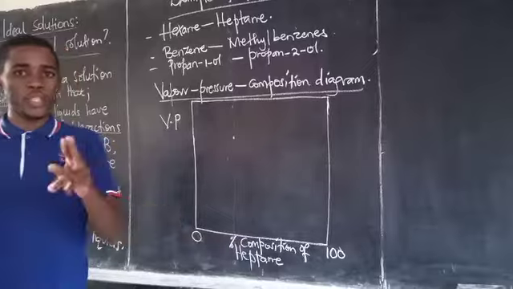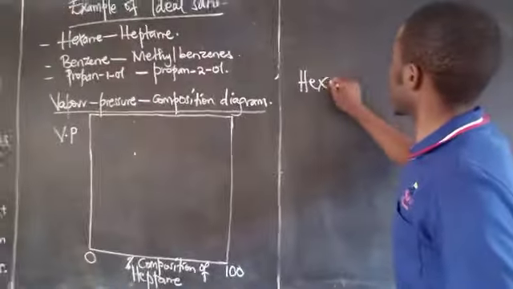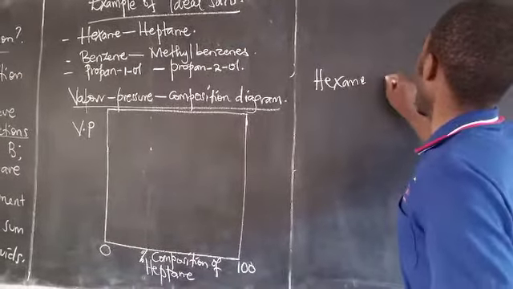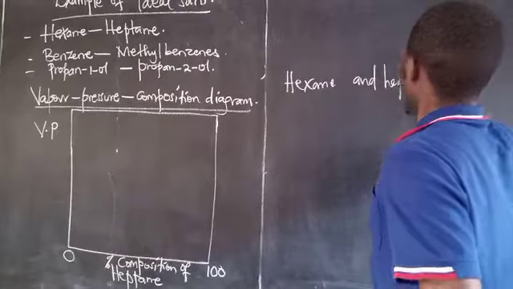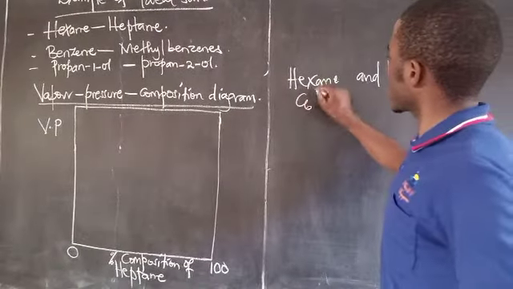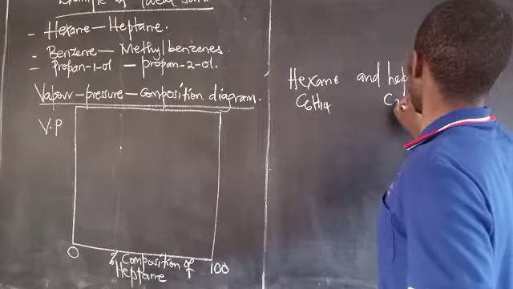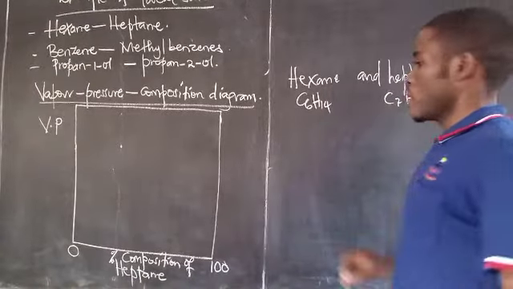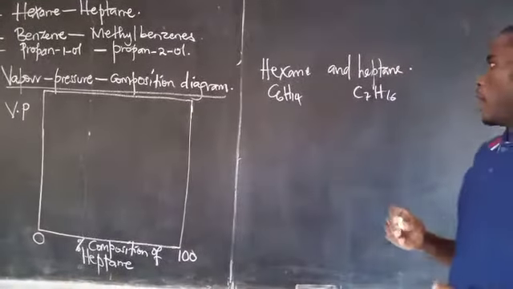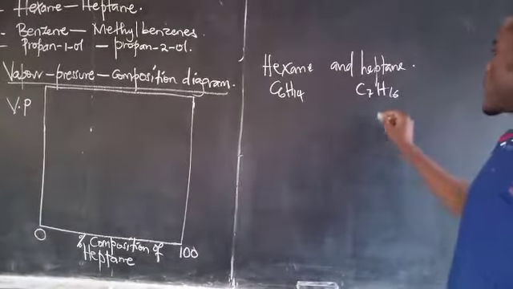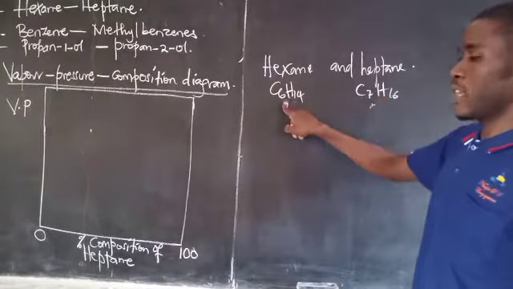When you have two liquids, for consistency, let's still use hexane and heptane. From organic chemistry, we know this is C6H14, this is C7H16, meaning that basically, if you consider the sizes of these molecules, this should be less volatile than this.